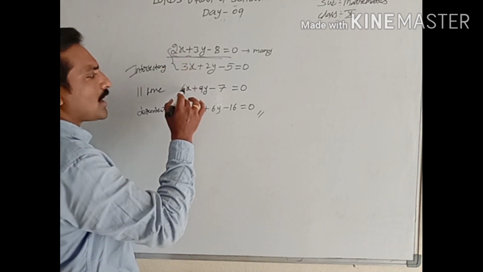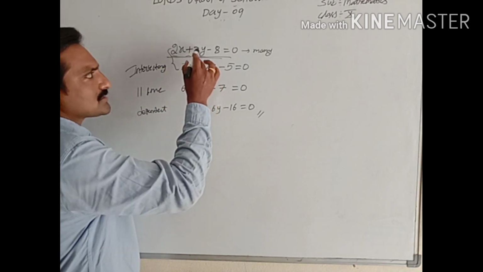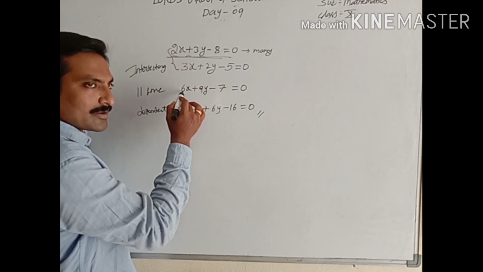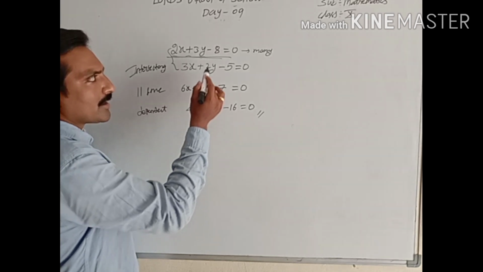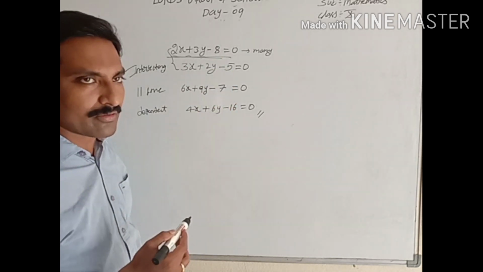Next, for these two, you have to observe 2 by 6, 3 by 9. 2 by 6 is nothing but 1 by 3. 3 by 9 is nothing but 1 by 3. Both are equal, but the third ratio is not equal.